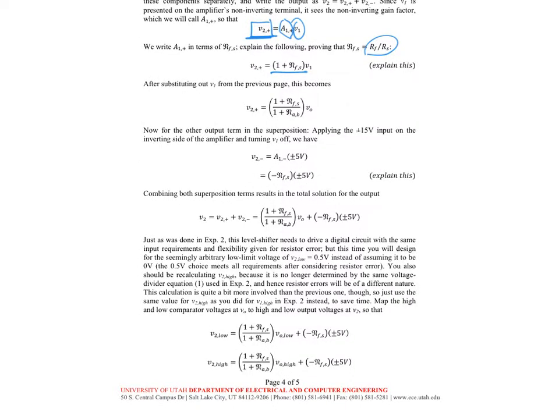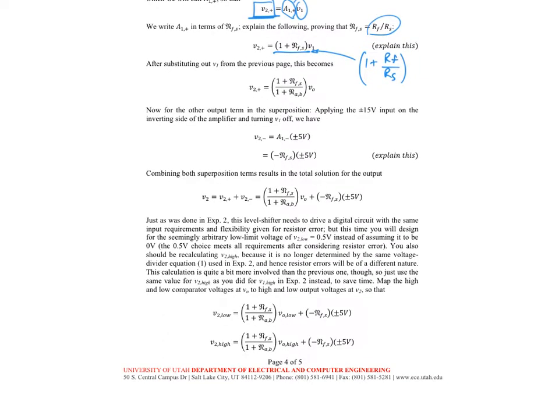So when it says to explain this, it's essentially asking, where does this term come from? It's just this 1 over. It more or less tells you the answer. We just want to make sure that you understand what's going on step by step. So this is the non-inverting gain term. That's all you have to explain.